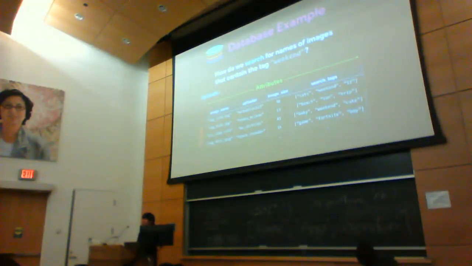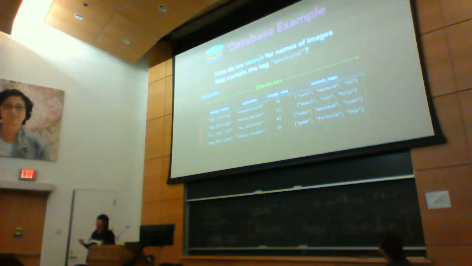Can anyone give me a rough idea of what to do? So each of these images has a bunch of tags. Those are keywords associated with the images. How do we find all the images that have something to do with weekend? Any idea? Like not actual code, but just a basic idea of what we want to do.